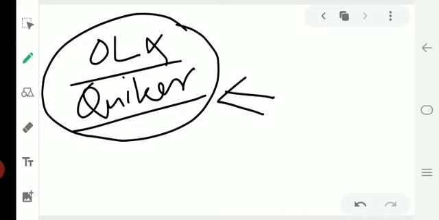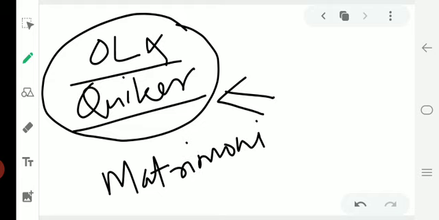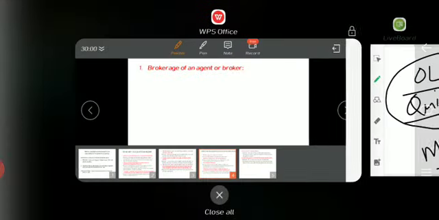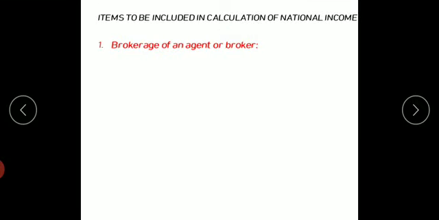Similarly, you can say the matrimonial services. There are many matrimonial sites which help people arrange their marriages by finding a suitable bride or groom. These matrimonial sites also get commission by helping people fulfill their wants and needs. So these are included in the calculation of national income because they provide us some productive service. That's basically what I wanted to teach you. I hope you understood this. The reason is that he renders productive services.